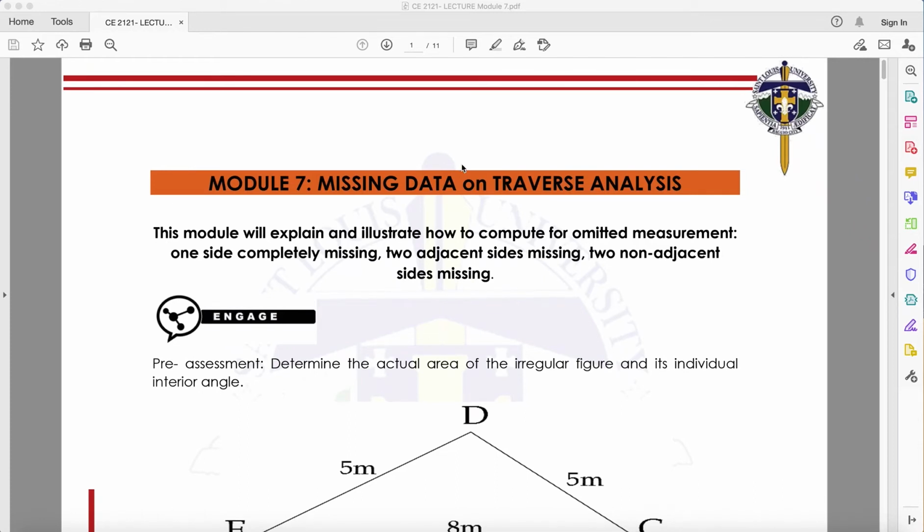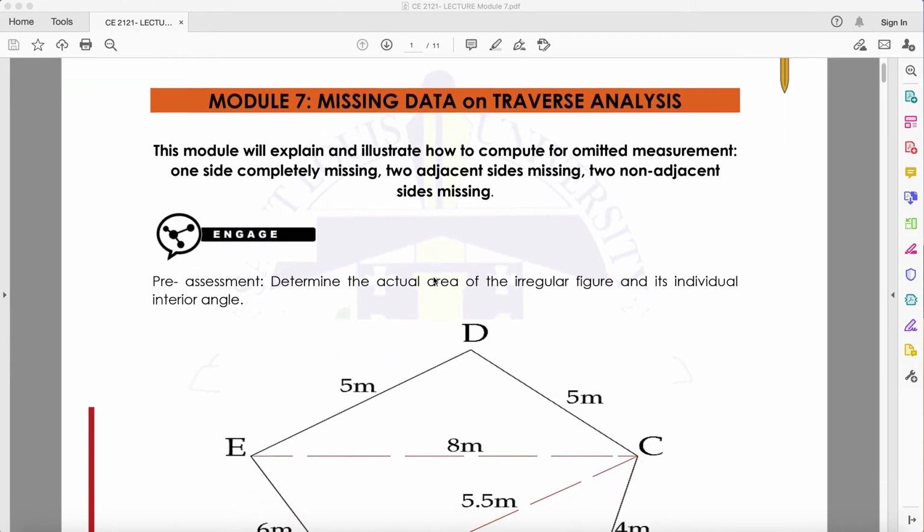For this video, we're going to discuss module number 7, missing data on traverse analysis. This module will explain and illustrate how to compute for omitted measurement: one side is completely missing, two adjacent sides are missing, and lastly, two non-adjacent sides are missing.